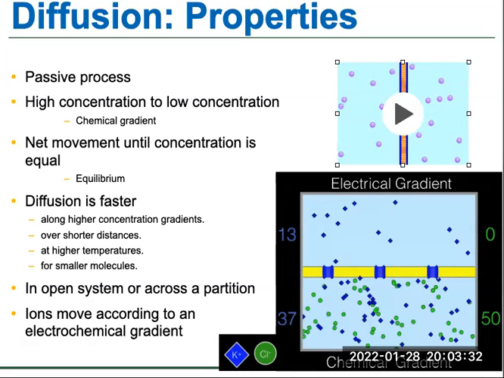And as listed here, the rate of diffusion can change depending on a few factors. Diffusion occurs faster when there's a steeper concentration gradient, meaning the concentration of solutes across the membrane is drastically different. It's also faster across shorter distances, at higher temperatures, and also for smaller molecules.